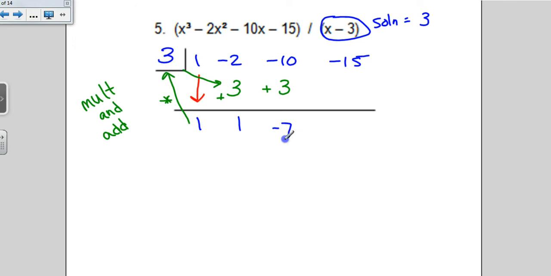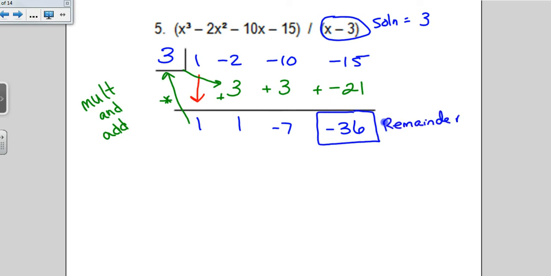And then again, negative 7 times 3 this time gives me a negative 21. And when I add together this column, I get a negative 36. So what we just found are the coefficients to our answer. Now this last number that you got is going to be our remainder. And these guys here are the coefficients.